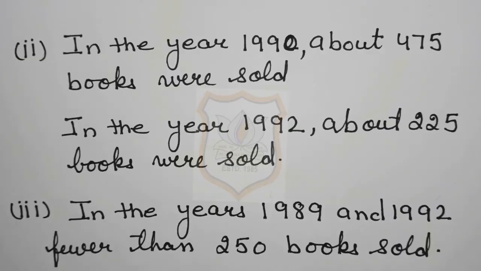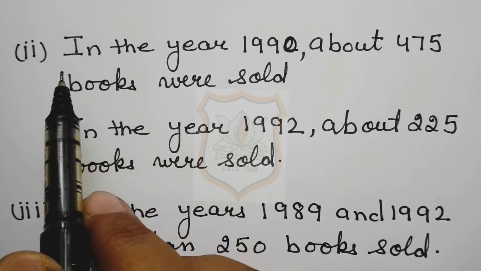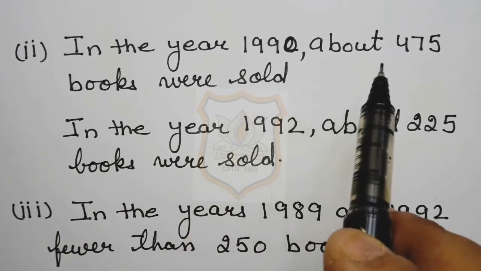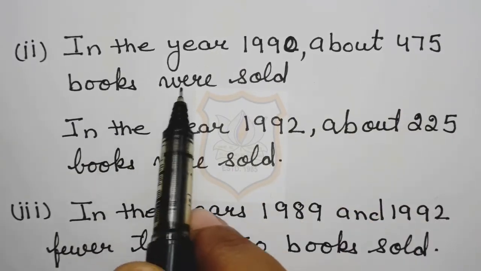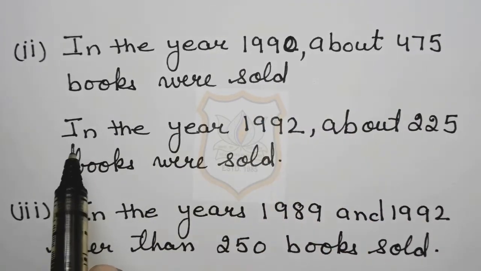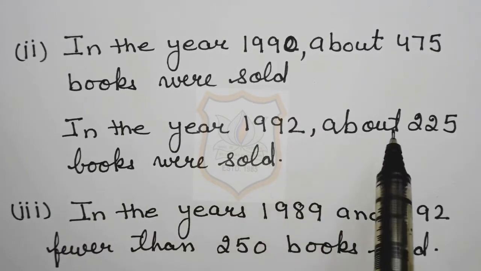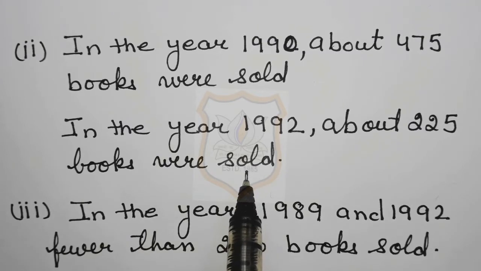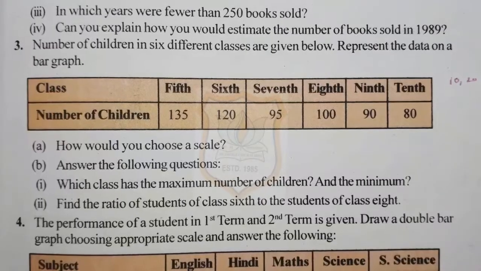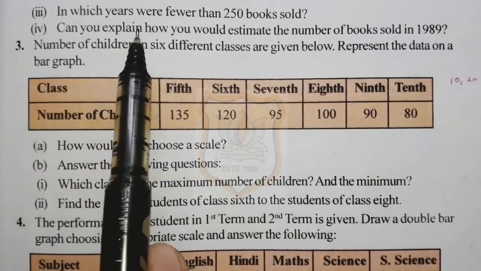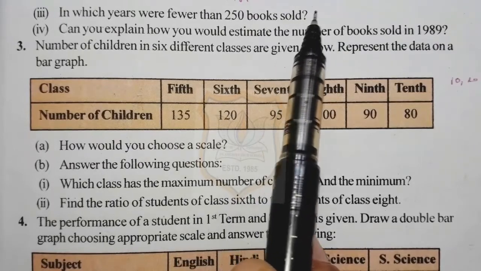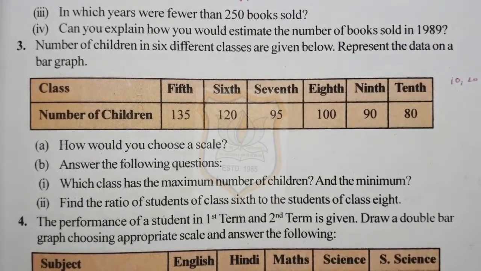Now, in this way, you have to write answer of second part of question number 2. In the year 1990, about 475 books were sold. And in the year 1992, about 225 books were sold. Now let's solve third part of question number 2. Third part of question number 2 is, in which year were fewer than 250 books sold? So let's find out by looking at the graph.